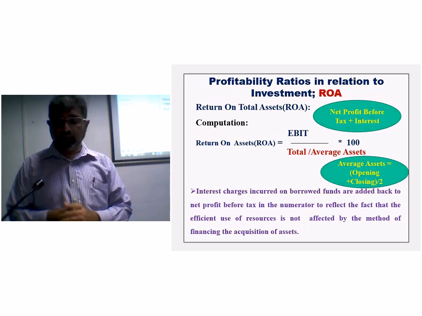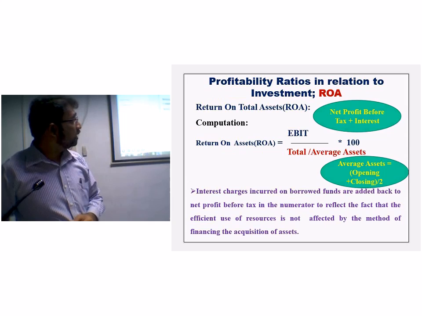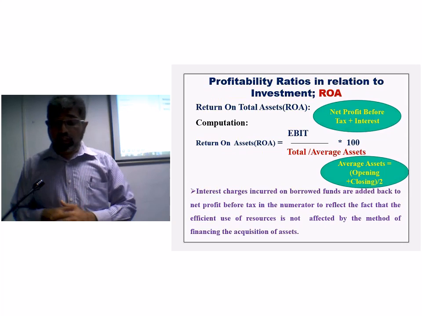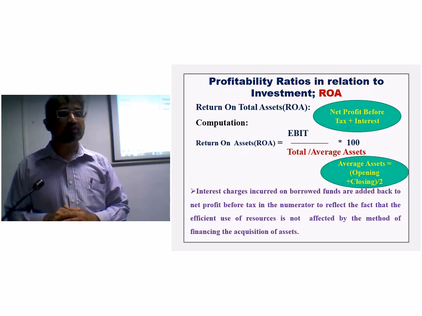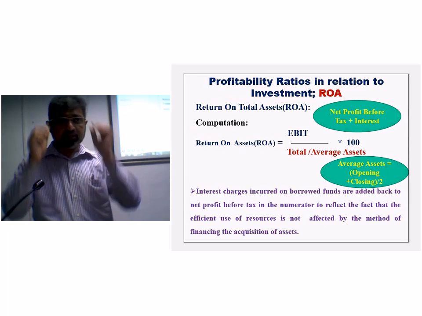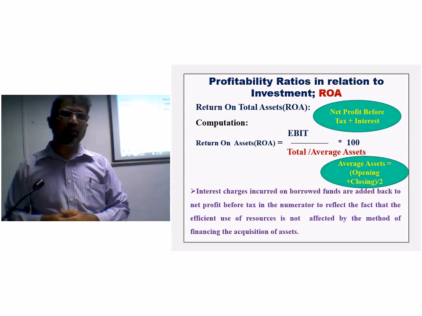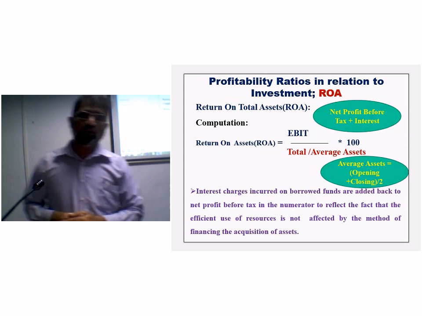Then, you can see this green color box, there's a circle: net profit before tax plus interest. Net profit before tax you can directly identify from the financial statement. Then you have to add back that interest or the finance cost. Interest or finance cost. Then you can identify the EBIT, right?